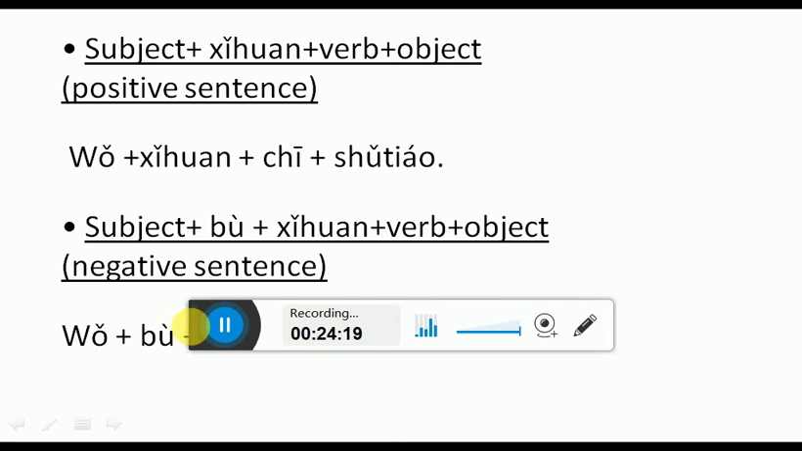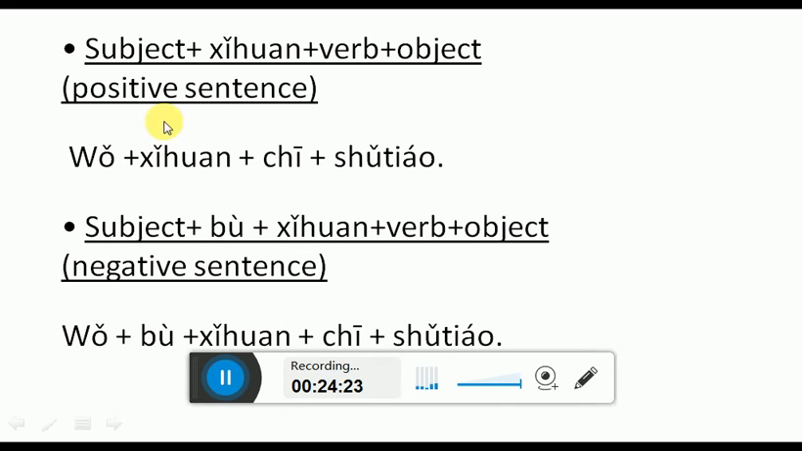Let's learn positive and negative sentence. Subject plus 喜欢 plus verb plus object. 我喜欢吃薯条. Negative sentence. In negative sentence, bu is used for not. Subject plus bu 喜欢 plus verb plus object. 我不喜欢吃薯条.